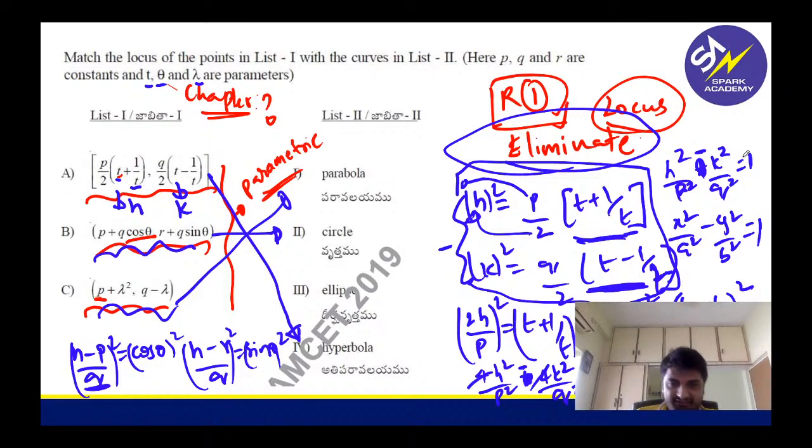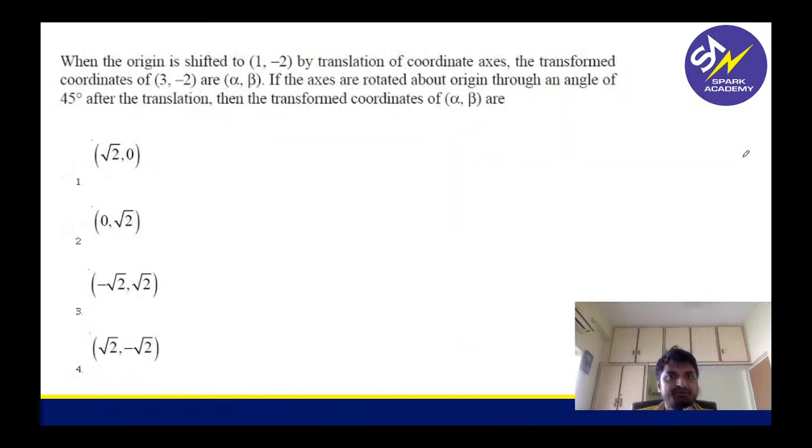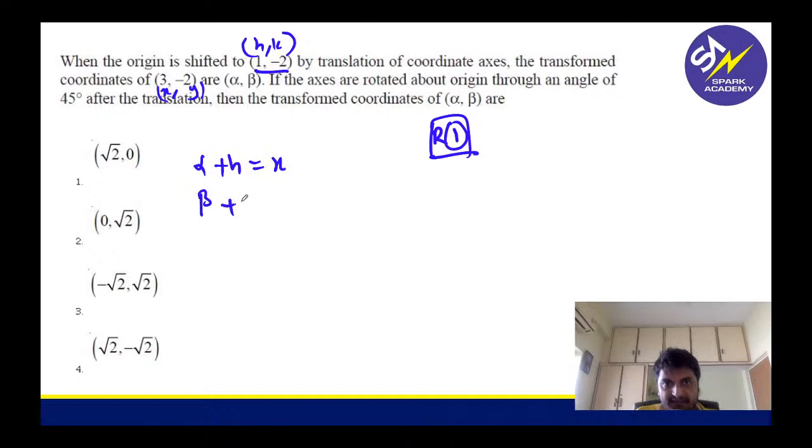Clear, right? It's very easy, guys. This you shouldn't miss. Now tell me, guys, this is a simple round 1. This is what? Locus and change of axis combined. So this is what? h comma k. This I can write as x comma y. So alpha plus h equal to x I can write. Beta plus k equal to y I can write. Where alpha and beta are what? The transformed axis.